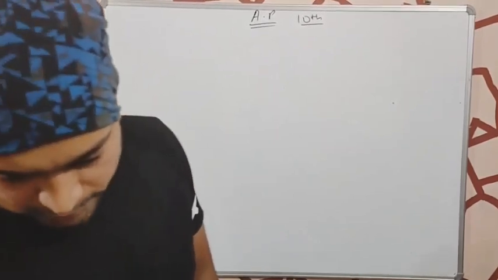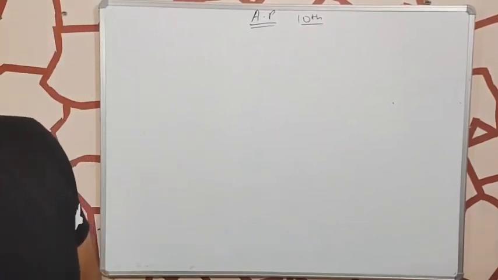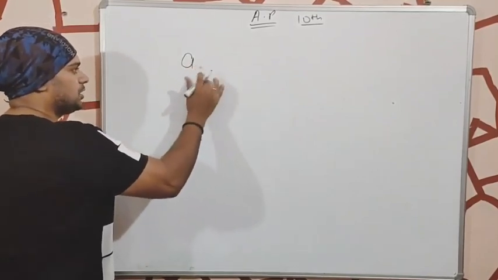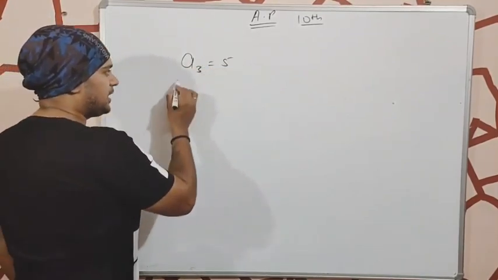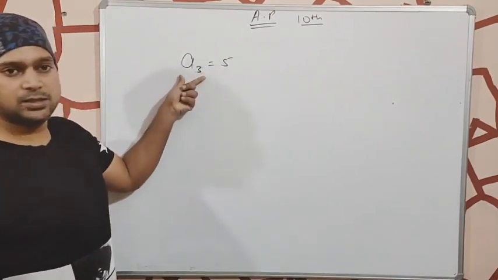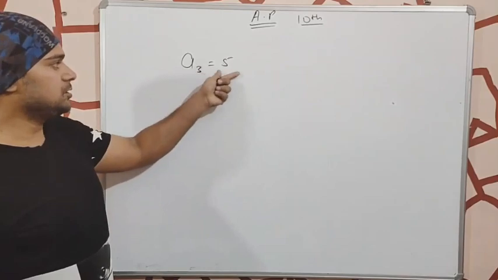Determine the arithmetic progression whose third term is 5 and the seventh term is 9. I am directly writing in mathematical form that the third term is 5. a3 represents the third term. Is it clear? So the third term is 5.